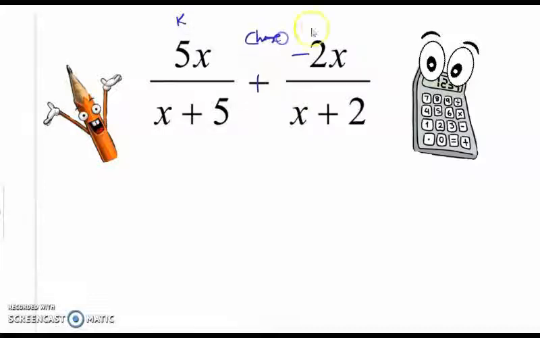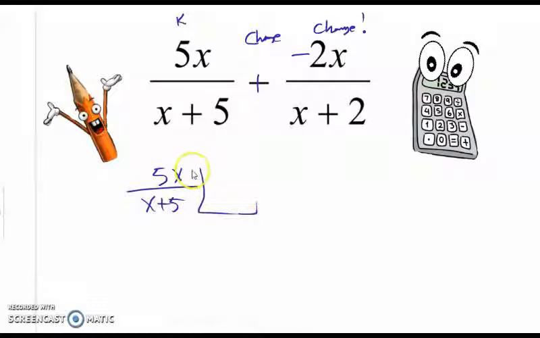And then we have our 5x over x plus 5. We're going to write this down here. And so we're going to write our fractions, make our big 1, and we're basically going to do the same thing we did in the addition, which is take the x plus 2 and put it into the 5x over x plus 5. And we're going to do the same for the x plus 5. We're going to put it into the negative 2x over x plus 2.